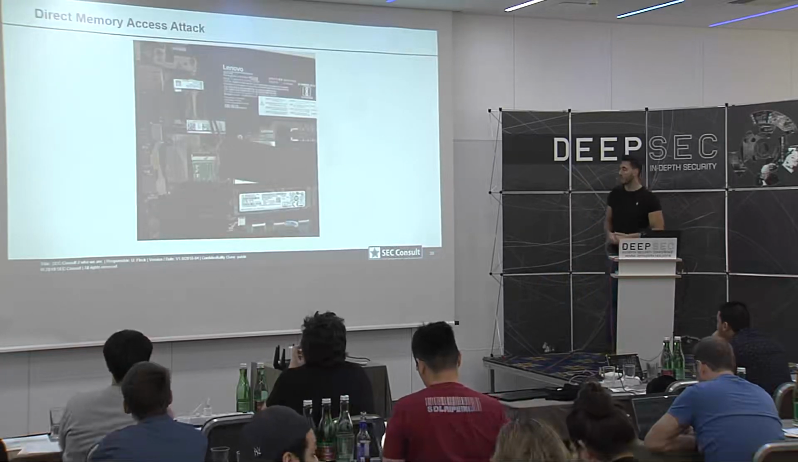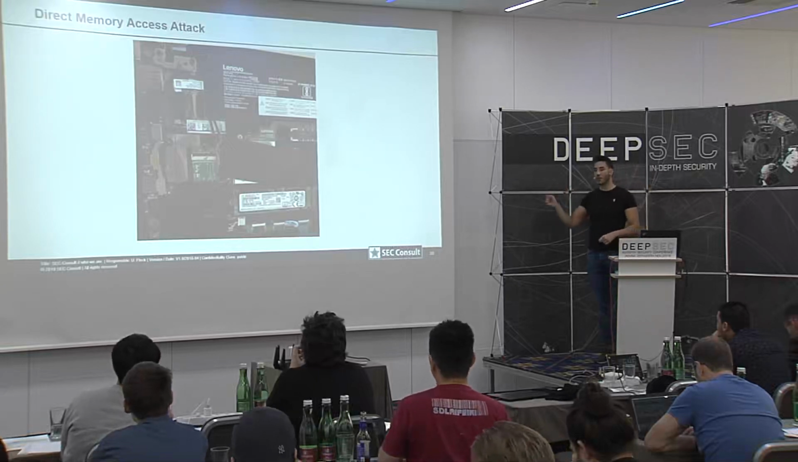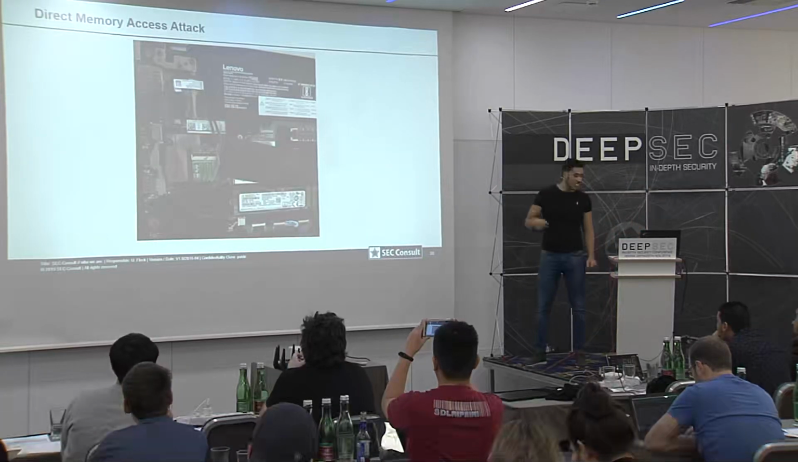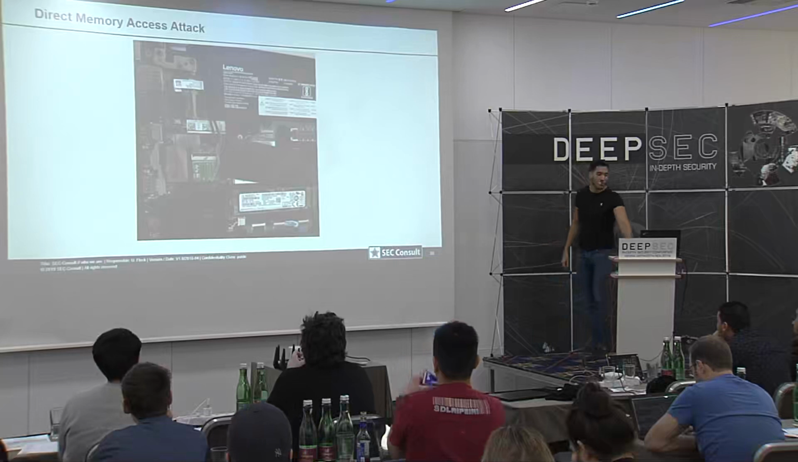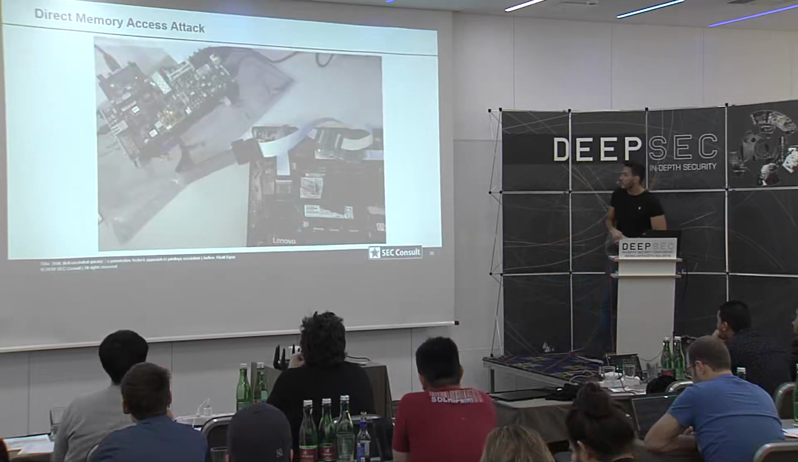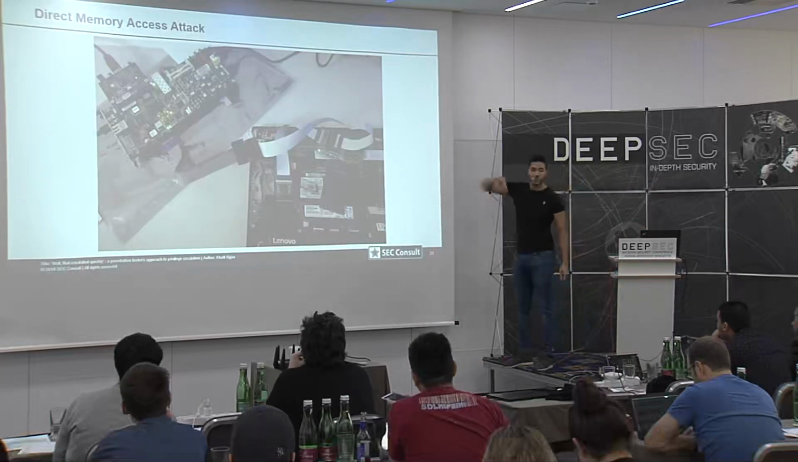So what we then did is we replaced the Wi-Fi module of the notebook, which uses M2, and placed our own M2 card in it. So this in the end was the connection between the victim notebook and the FPGA board.